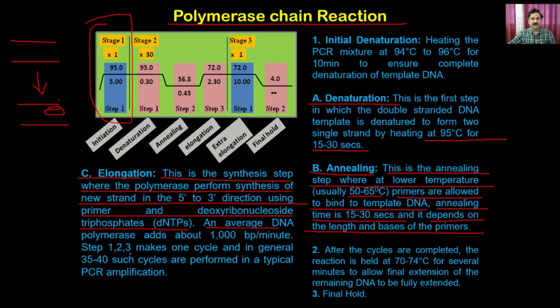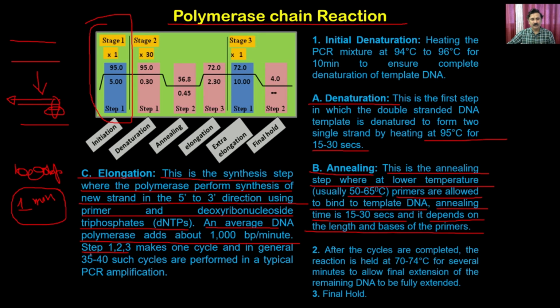An average DNA polymerase adds approximately 1000 base pairs per minute, which means if you have a gene of 1000 base pairs, you have to give an elongation time of 1 minute. Accordingly, you can decide how long you want to give the elongation so that the enzyme will sit here and be able to walk up to the end of this particular gene.